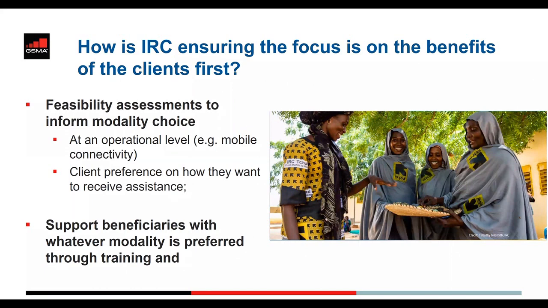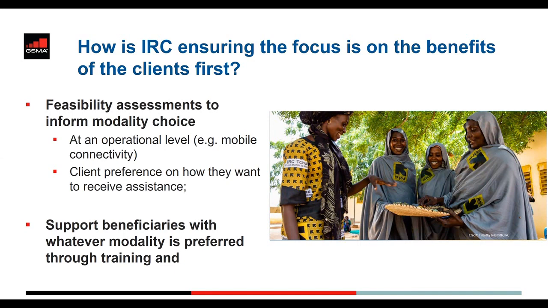The main consideration, and it was mentioned at the beginning, but the way that we look at programs is that the most important thing to us is how do clients of IRC want to receive money, and are we designing the program correctly for the context and to meet beneficiaries' needs. So we always do start with a feasibility assessment to inform the modality choice. So cash, voucher, in-kind services.